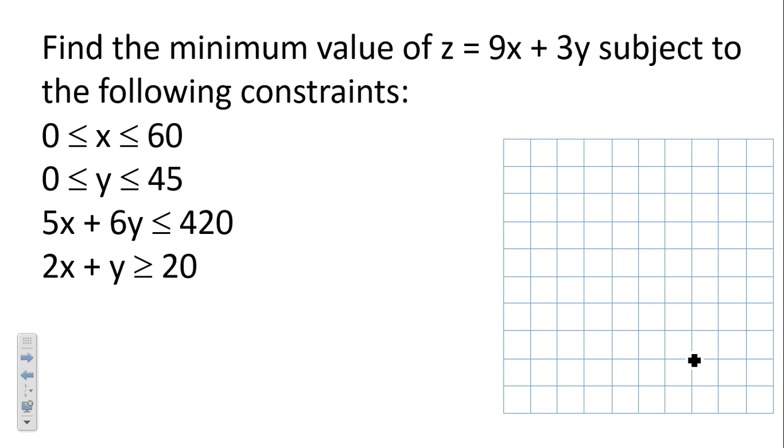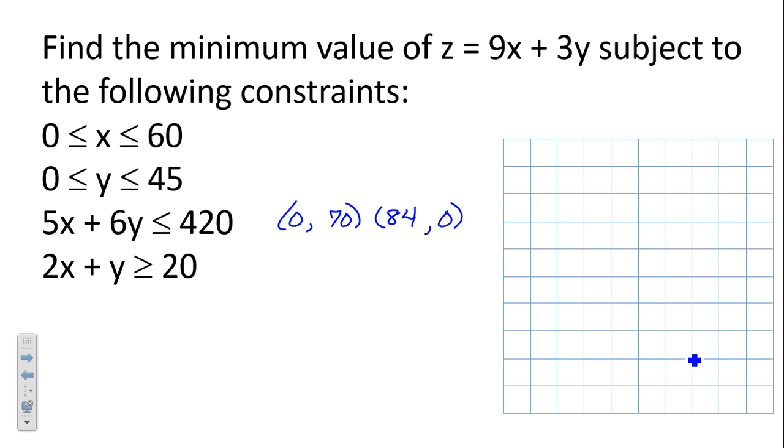All right, so we know x is between 0 and 60, y is between 0 and 45. And when we let x be 0 in this inequality, we will have 6 times y is 420. So we divide and y becomes 70. Then when we let y be 0, we need to find out what x is. And 5 goes into 420 84 times. Okay, I think it's 84. Someone check my mental math.